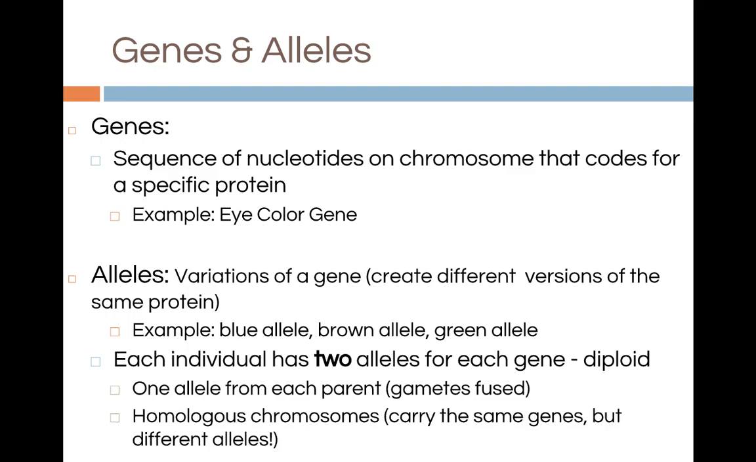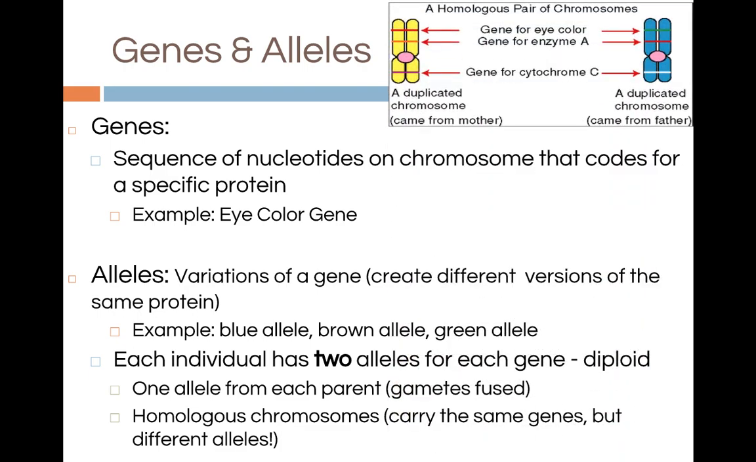And remember, those are called homologous chromosomes. I'm going to show you a picture up here. This is a very basic picture, but let's say you have this gene from mom and this gene from dad. We know they're homologous. Homo means same, log meaning information. So they're going to carry the same information. They have a gene for eye color, a gene to make a specific enzyme, a gene for something called cytochrome C, which is used in cellular respiration. So again, you get eye color, one from mom and one from dad.